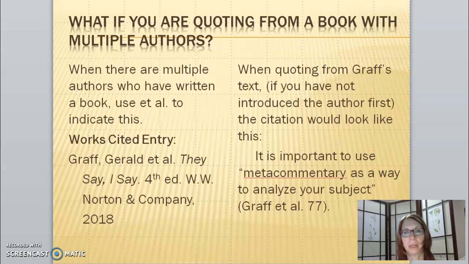Now, what about if you're quoting from a book with multiple authors? In this case, Gerald Graff wrote a book where multiple authors helped him with it. But even though you can find the names of those authors in the book itself, for the works cited entry, you just add et al., and that represents the fact that multiple authors wrote the book. This would translate over to your in-text citation. If you are quoting from that book, you would put Graff et al. and the page number, and that would show that it's from Graff's book with multiple authors.